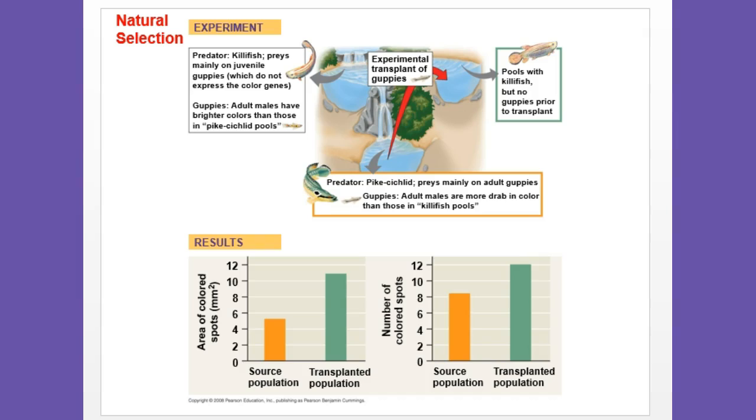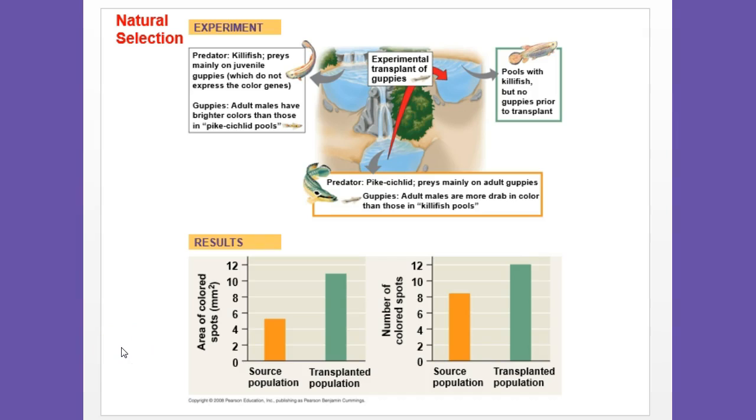Alright, they did the experimental transplant of guppies. Alright, the pools with the killifish but no guppies prior to the transplant. And then in this third pond, their predator was a pike. Alright, it preys mainly on adult guppies. The guppies were adult males that are more drab in color than those in the killifish pools. Okay, results that they found: areas of colored spots, source of the population versus the transplanted population.